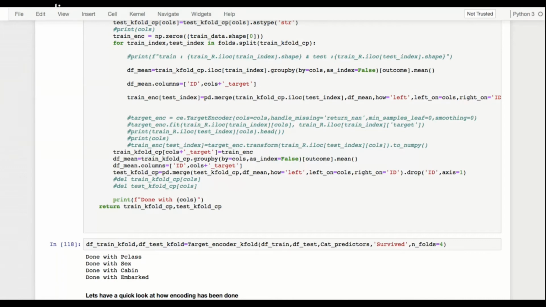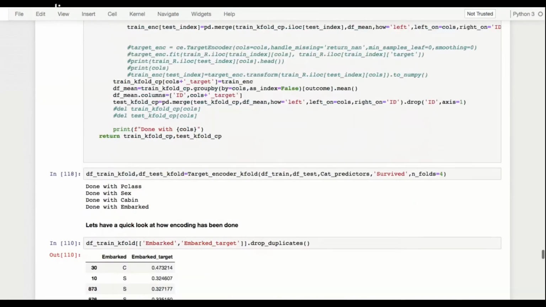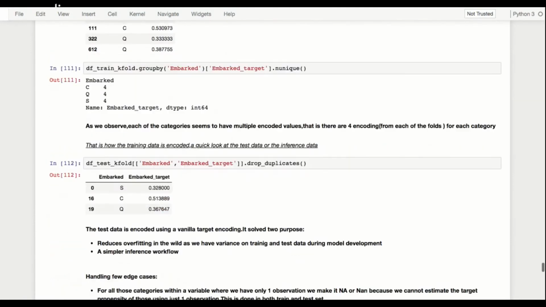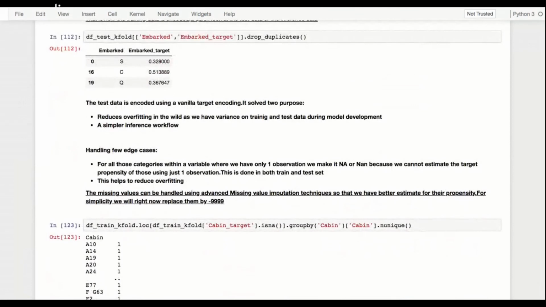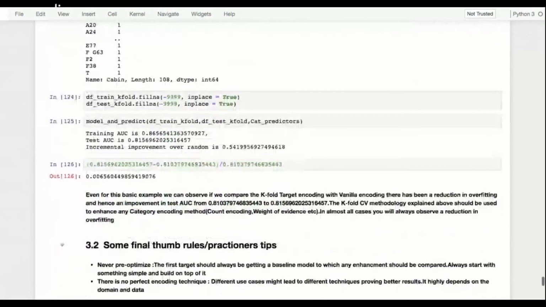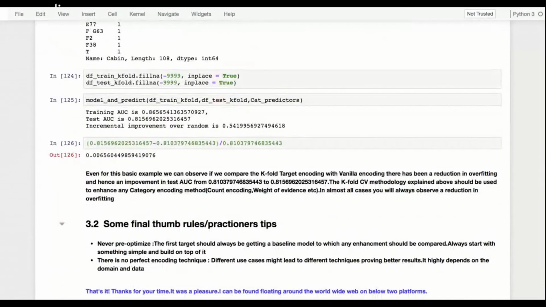So what it does, it gives you a missing value, and that can later be handled when you are doing a missing value imputation. By doing this, the overall observation is that overfitting reduces. From the target encoding that we observed before, the test AUC was 0.8103, and right now it's 0.81569. Even for such a simplistic case, we see a reduction in overfitting.